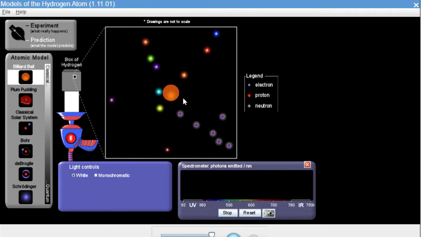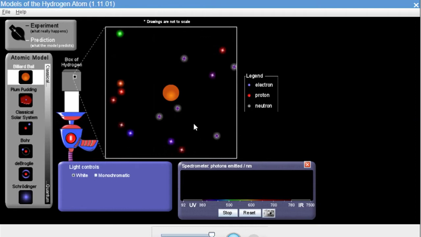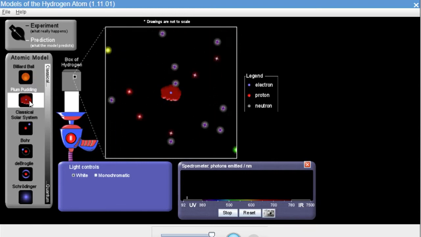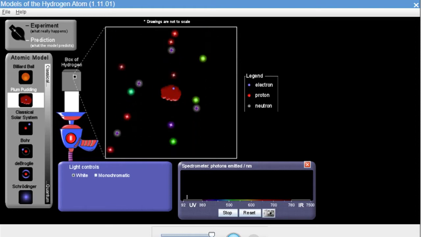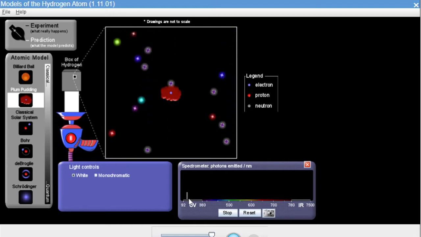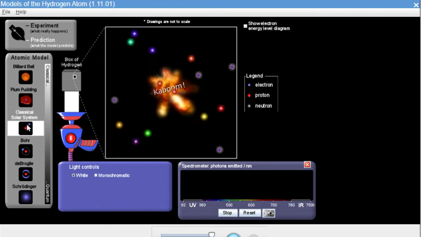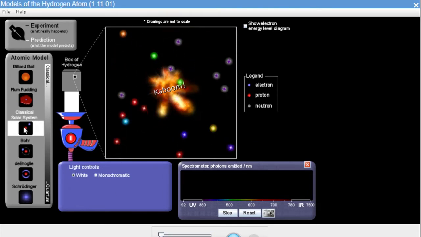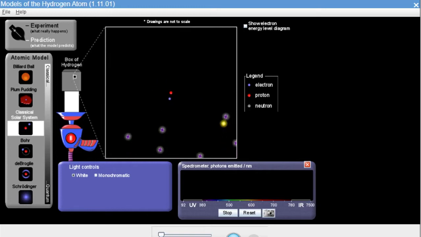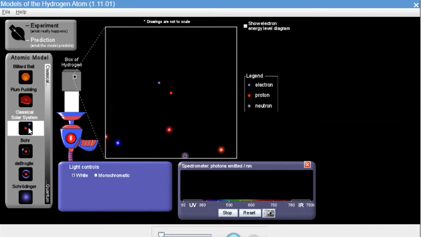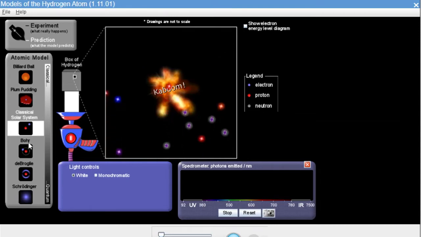Now what we can do is look at the different predictions. With the billiard ball model of atoms, nothing really happens, and you can see the spectrometer does not read anything, so that does not explain things. With the plum pudding model, it seems that all of the light that's absorbed gets re-emitted as UV, and so that does not match up with what really happens. With a classical solar system model, I can slow that down so you can see the electron they thought was like a planet that orbits, and it slowly would spiral into the nucleus.